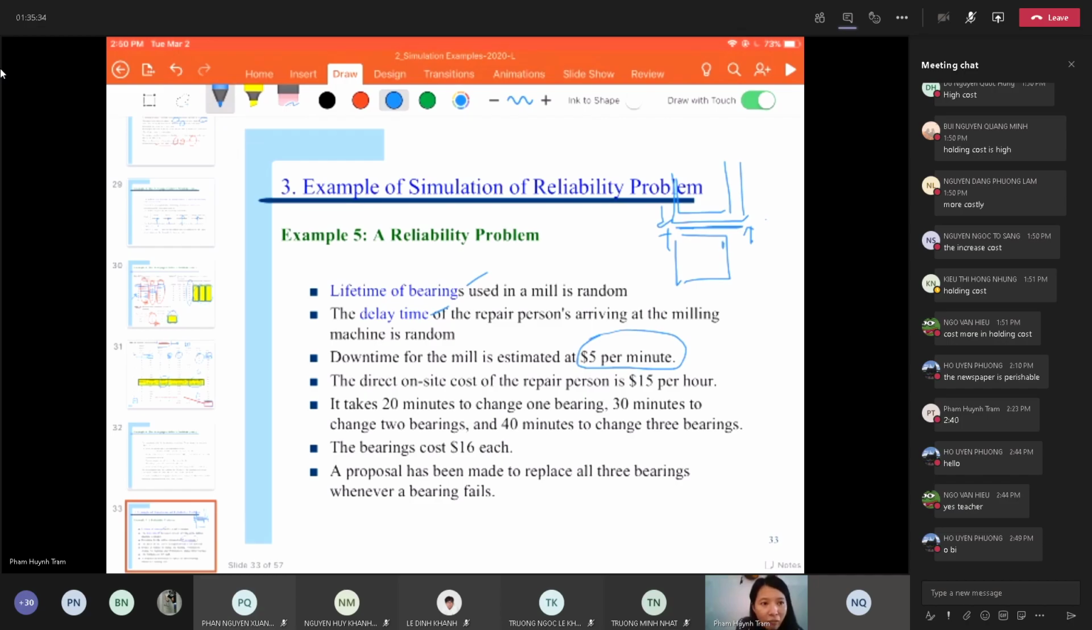Now we have to pay for the repair person. He comes, he fixes it, and we have to pay him $15 per hour. Now, the downtime is $5 per minute, so we wonder how long it takes to replace. So this is the time information. It takes 20 minutes to change one bearing, 30 minutes to change two bearings, and 40 minutes to change three bearings. It means that in this milling machine, there are three bearings inside.